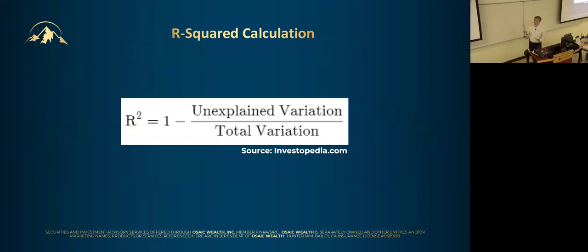So the idea is that you just take the unexplained variation divided by the total variation, and you subtract that from 1, and that gives you your R squared.